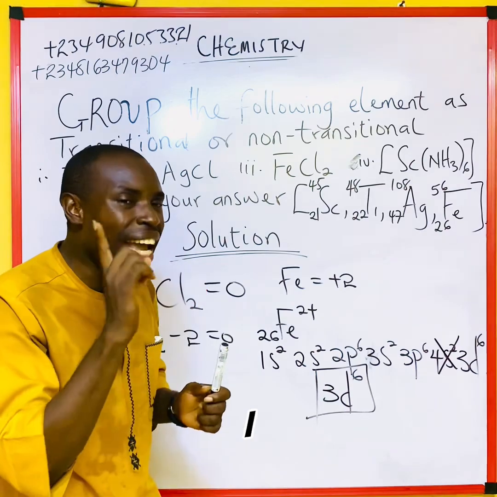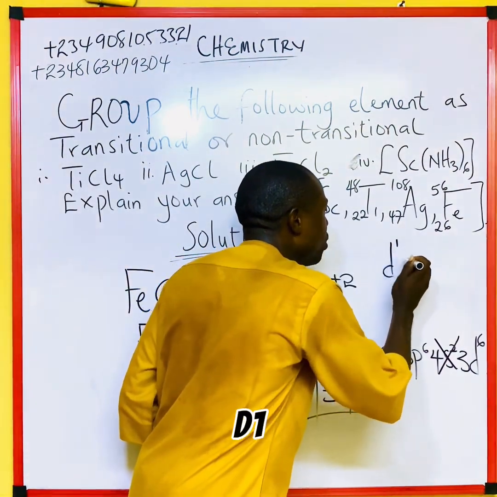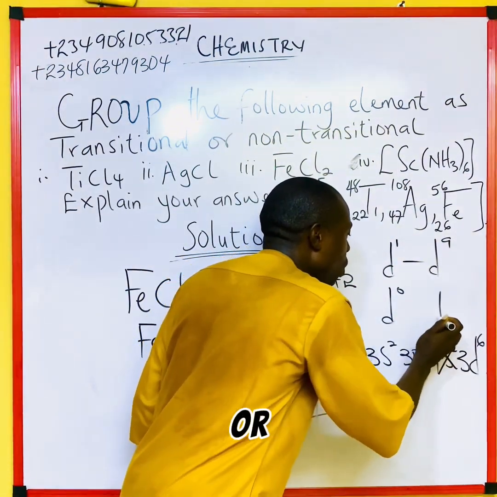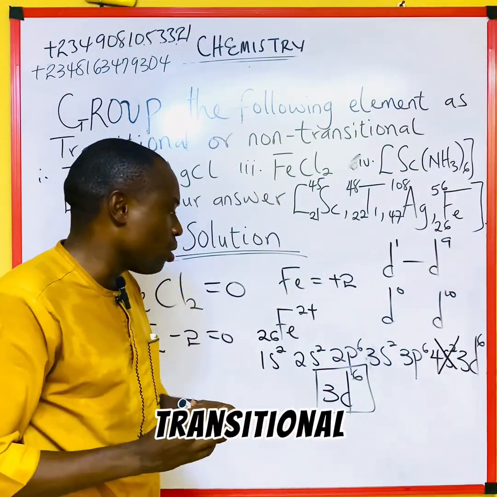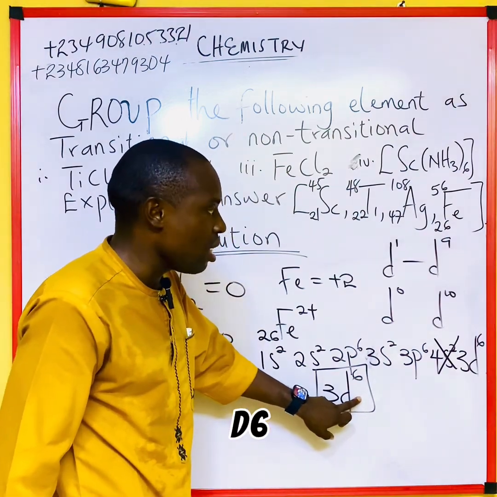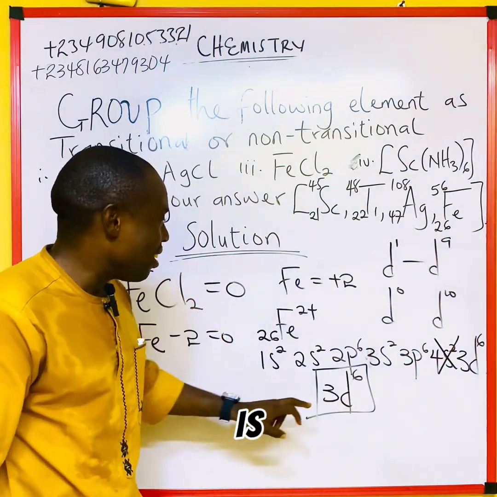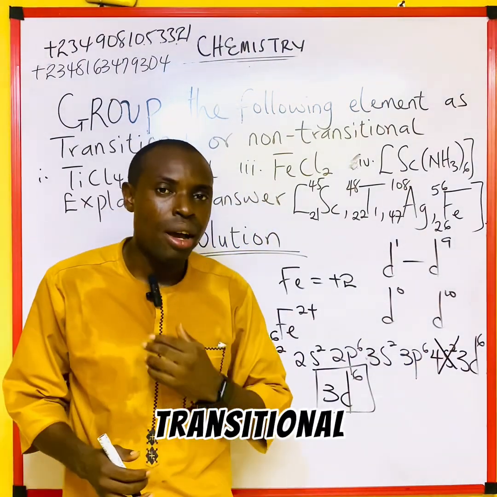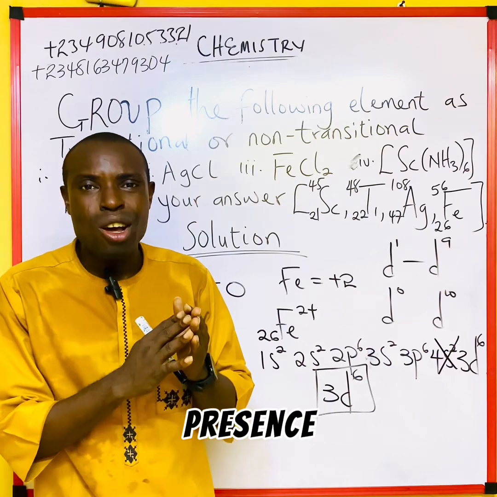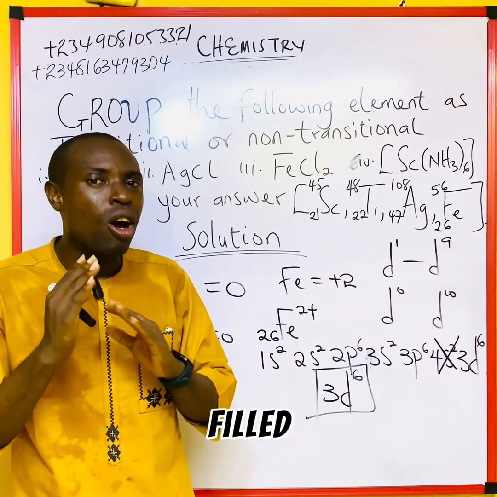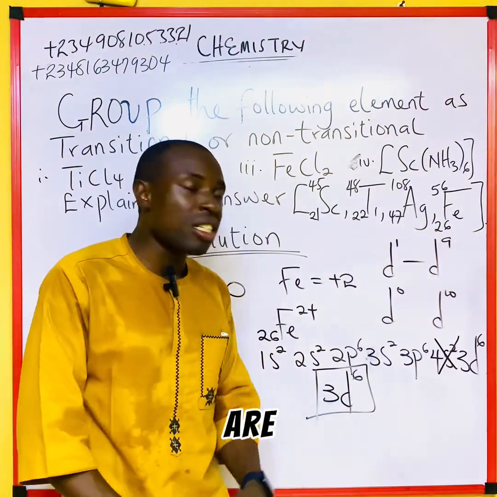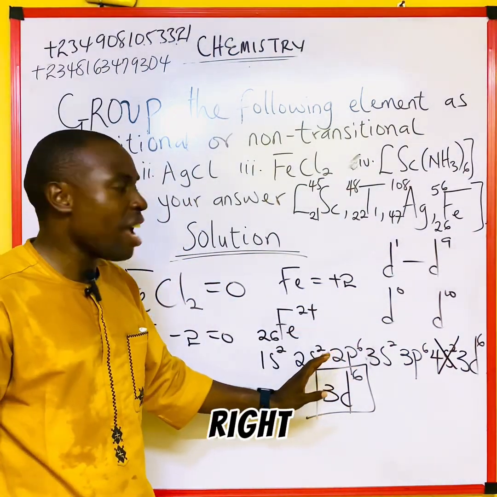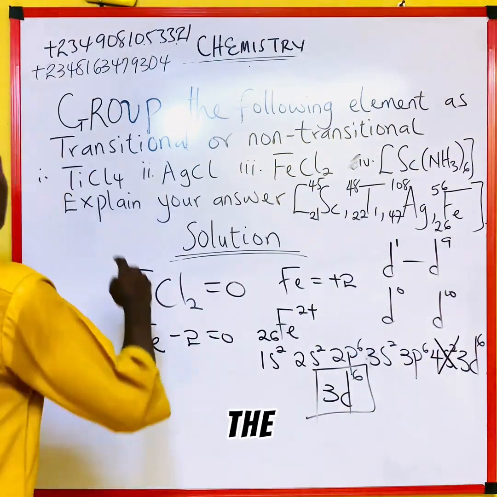Now take note. In our previous video, I indicated that if I'm having from d1 to d9, it is transitional. But if it is d0 or d10, it is non-transitional. So because here it is d6, right? This compound here is what now? Transitional. Why? Because of the presence of a partially filled orbital, which is what you are seeing here. So this actually does make sense to us here, right? So let us quickly move to the next question.